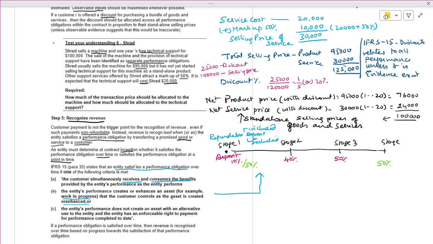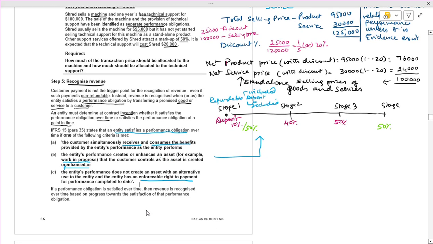Yeah, the customer controls the asset as it is created, or enhanced. Fine. Next, the entity's performance does not create an asset with an alternative use to the entity. It says that the entity has an enforceable right to payment. This is very important. The entity's performance does not create an asset with an alternative use to the entity. It means it is going to be a specialized one.